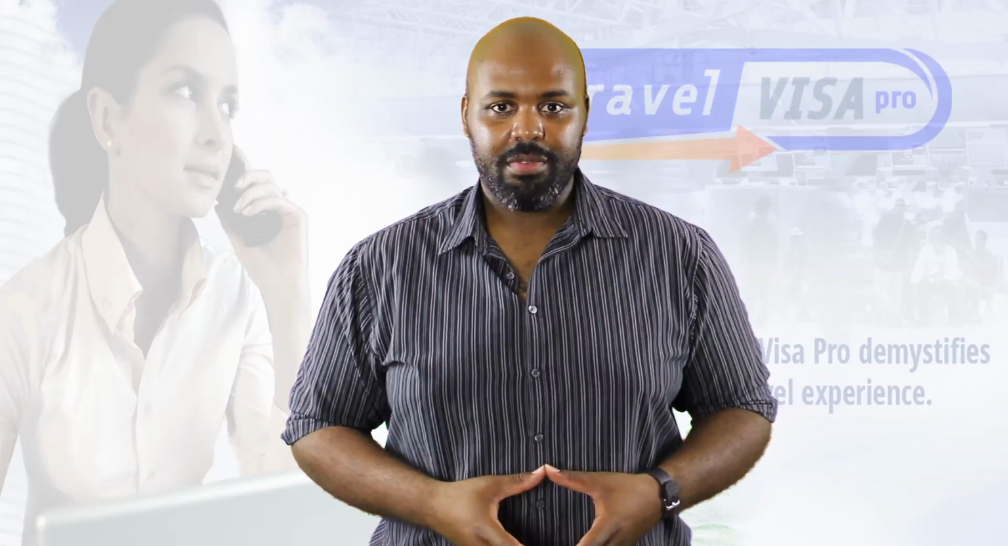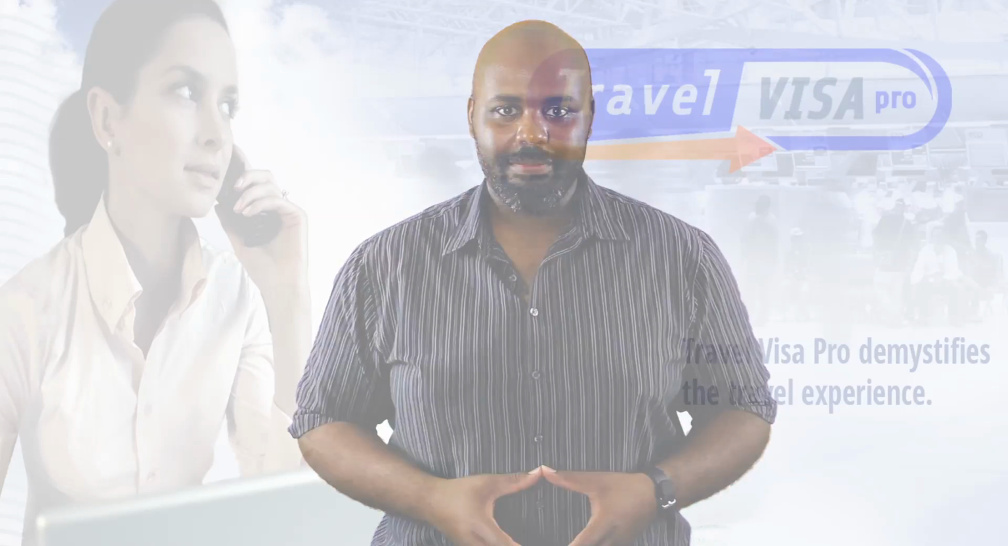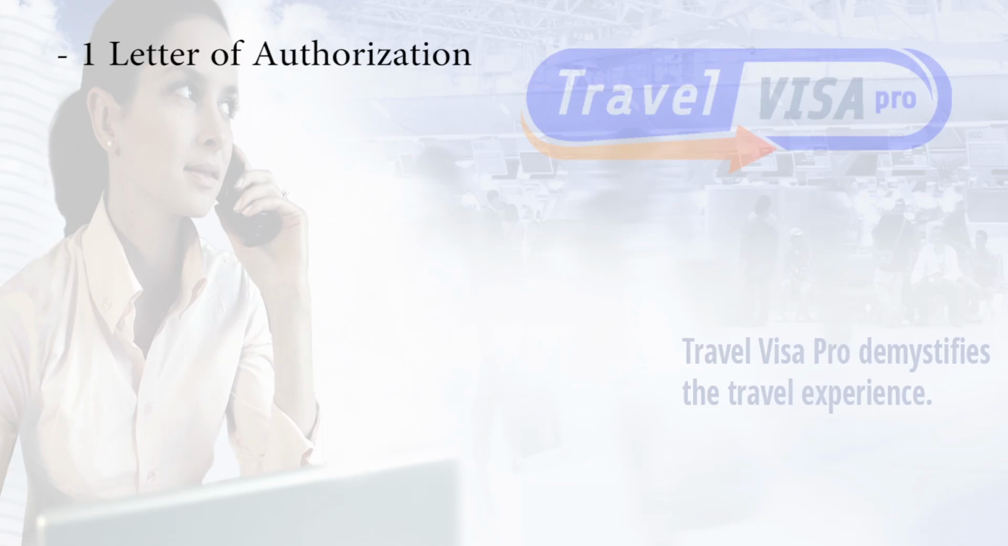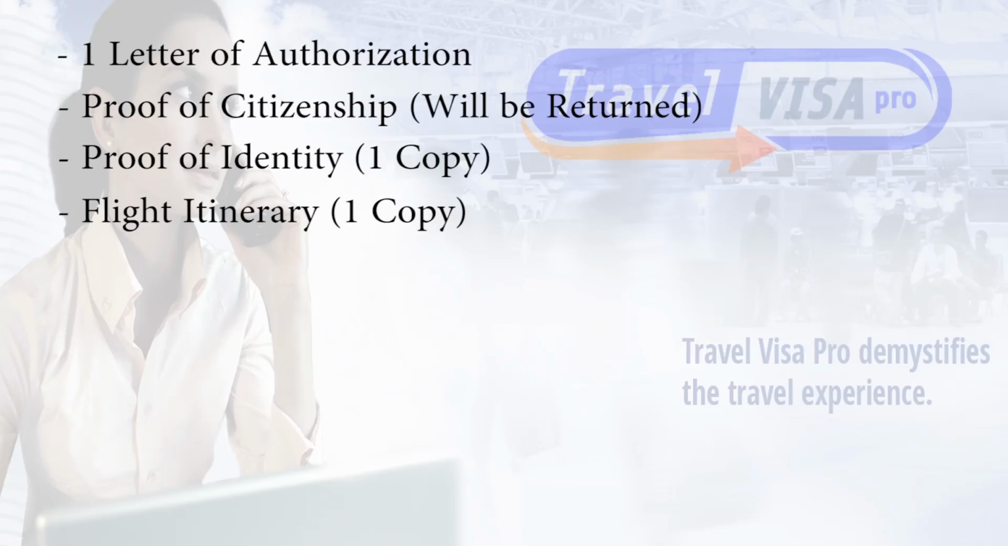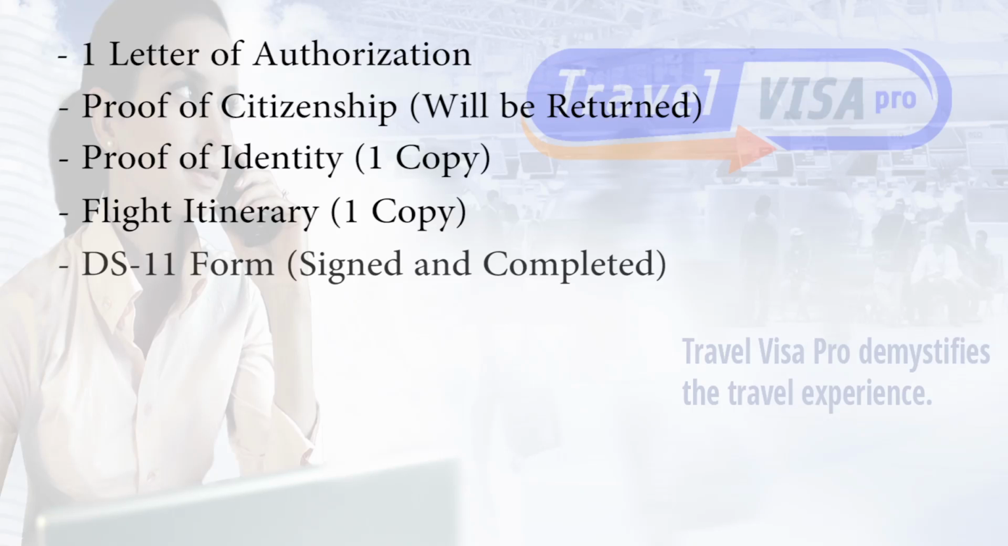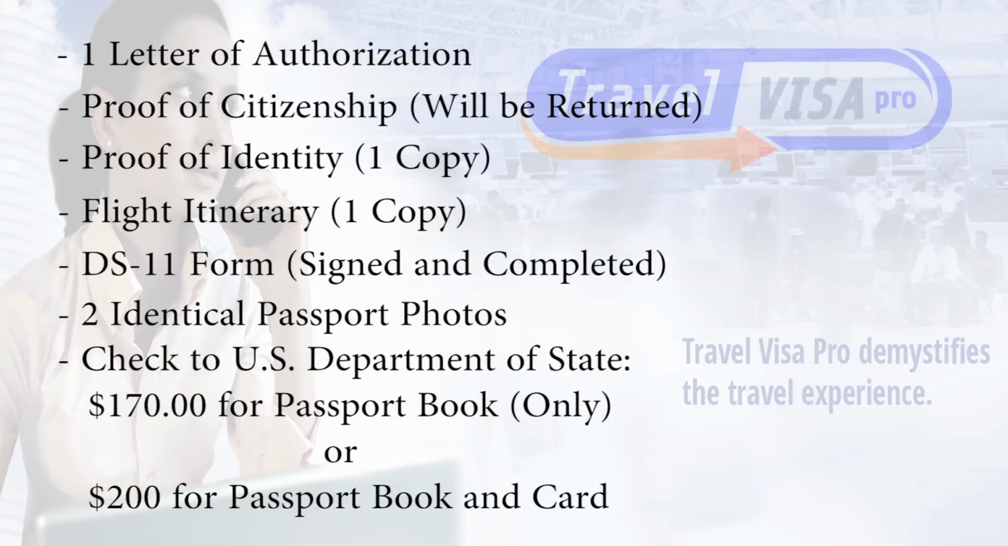Before we seal this envelope, let's review what you'll be sending. 1 letter of authorization, your proof of citizenship. This will be returned to you when the passport is completed. A copy of your proof of identity, a copy of your flight itinerary, the completed and now signed DS-11 form, 2 identical passport photos, a check to the U.S. Department of State for $170 for a passport book, or $200 for the book and a card.